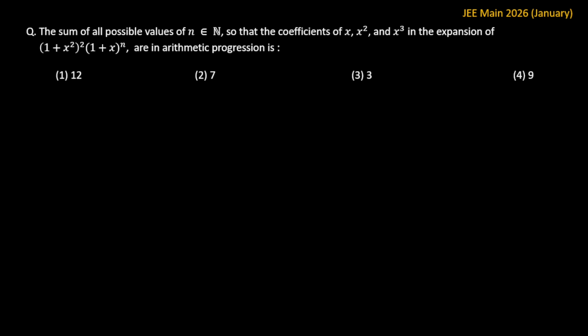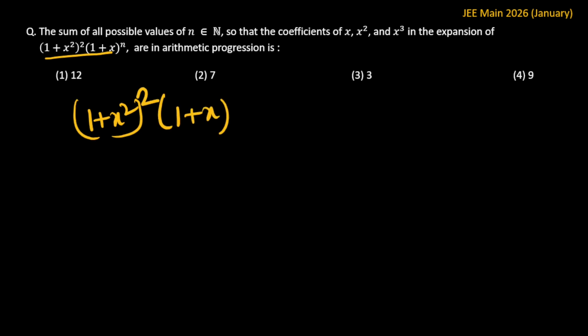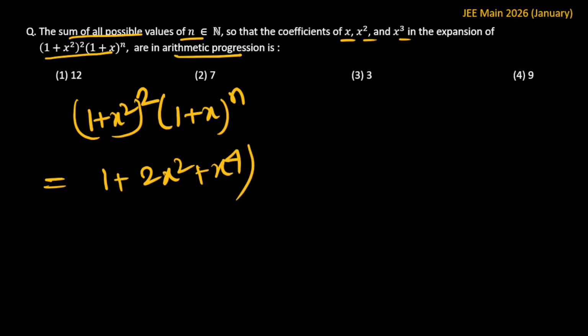Now observe this question. It is given the expression (1 + x²)(1 + x)^n, and it asks for the sum of all possible values of n for which the coefficients of x, x² and x³ of this expression are in AP. So we expand the expression 1 + 2x² + x⁴ using the (a + b)² formula, and expand (1 + x)^n in the binomial expression: 1 + nC1 x + nC2 x².